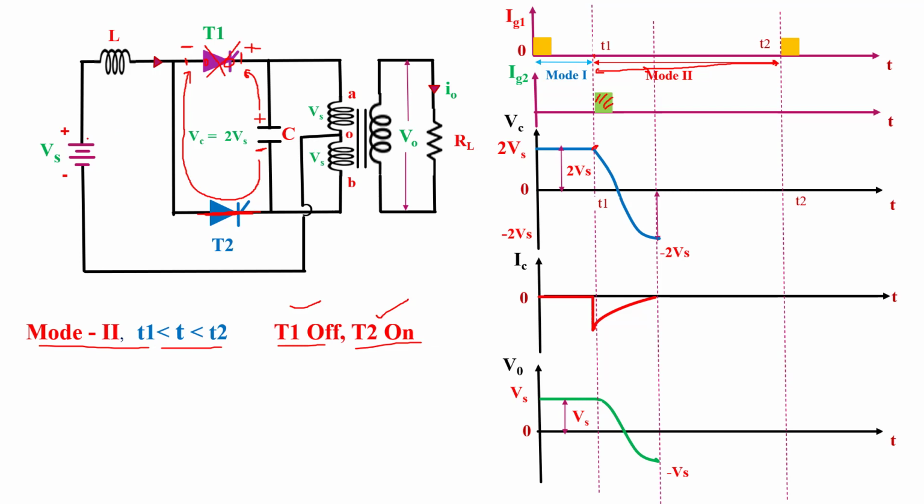So how will supply current flow? Supply current flows from Vs supply voltage, inductor, T2 thyristor, lower part of primary winding of transformer in this direction, B to O, and the current follows this path. It means in mode 2, current flows in this direction via T2 thyristor and the lower half of the primary winding. When current flows in this direction in the primary winding of transformer, this means that B is positive this time with respect to A. When B is positive, O is negative, and when A is negative, this point is positive.